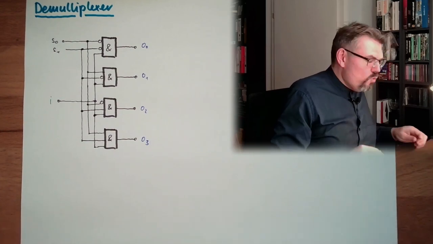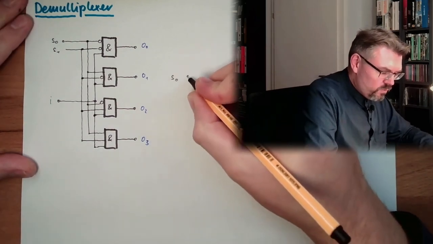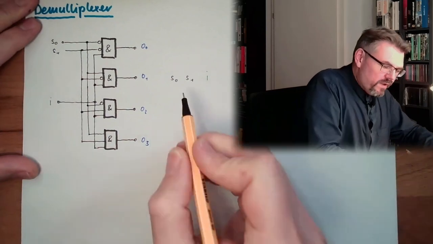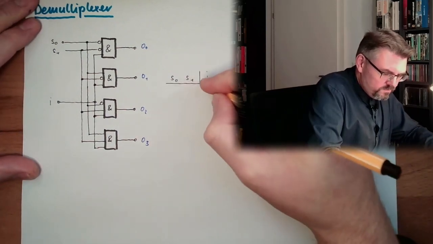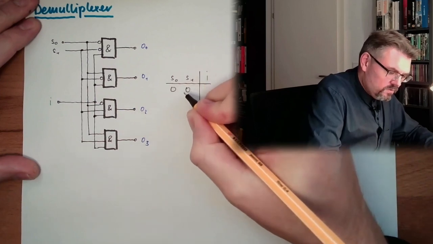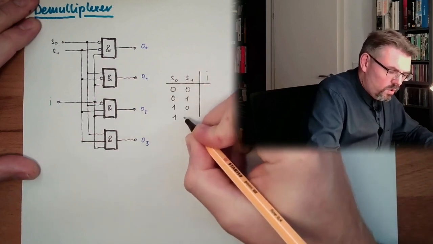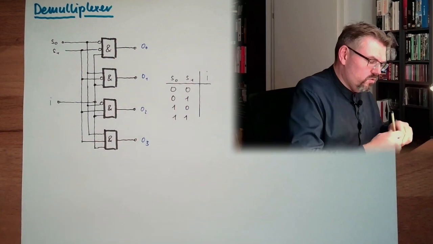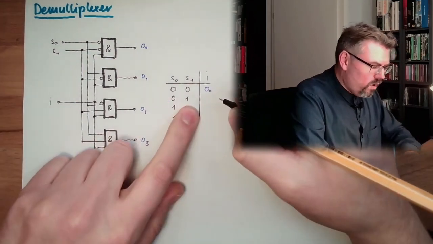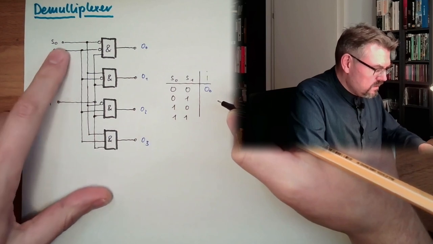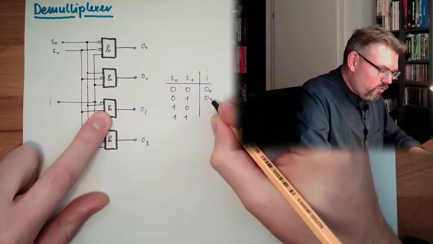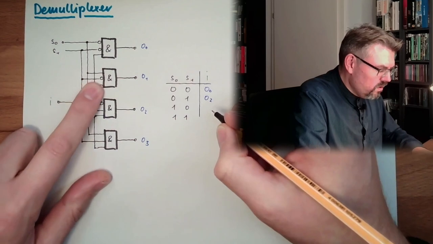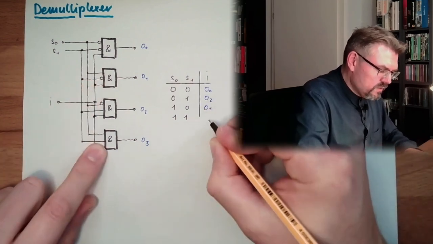Let's imagine what is happening if we select S0 and S1 in different combinations, at which output the input is appearing. Okay, let's make a table, in the same order again: 00, 01, 10, 11. If we have 00, the input is appearing at output O0. If we have 01, this is 0, this is 1, it's appearing at O2. If we have 10, this is appearing at O1. And if we have 11, this is appearing at O3.